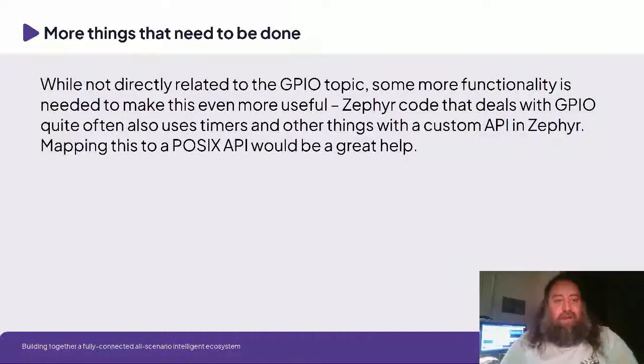For this to be really useful, we need to implement a few more things not directly related to the GPIO topic. There's some more functionality that pretty much every Zephyr application that deals with GPIO uses. For example, timers, and sleep, and other things that have a custom Zephyr API that is not available on anything else. So additional functions mapping those to a POSIX API would be a great help, and should be done soonish.